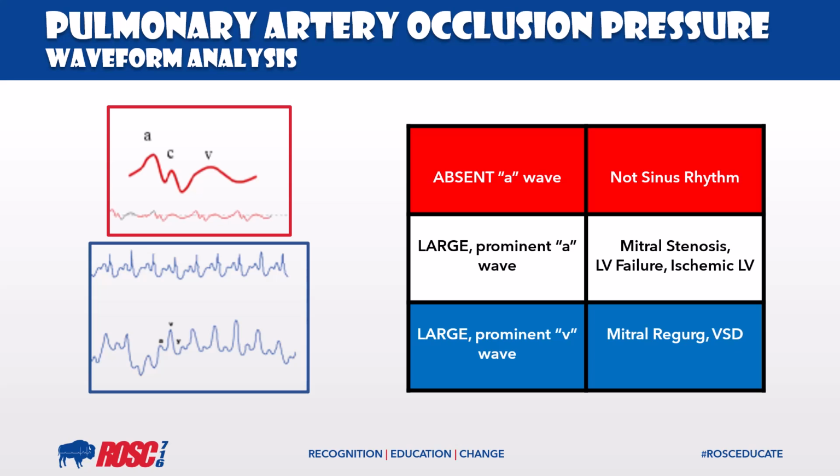We could see a large prominent A wave, and really we could see this in any situation of LV failure, mitral stenosis, or ischemic LV. And we could also see a large prominent V wave, which you see in the graphic over to the left here, and this could indicate regurgitated flow coming back to the left atrium.